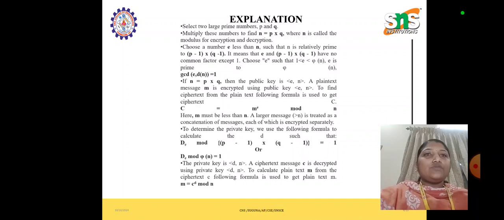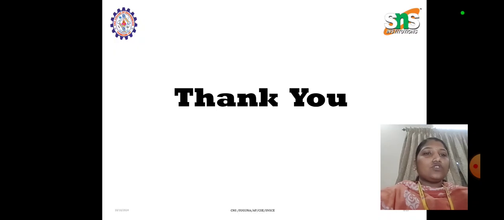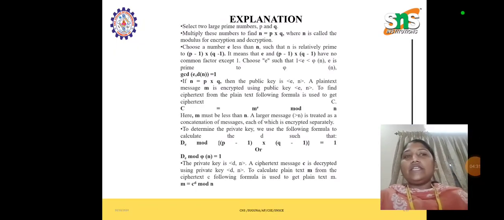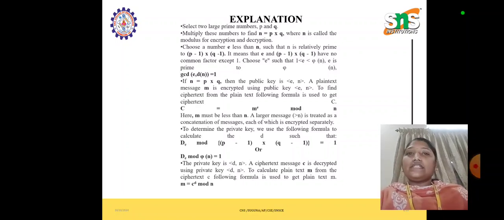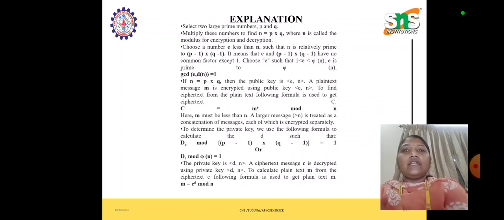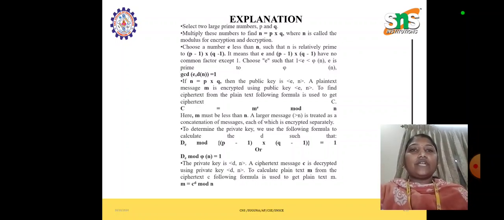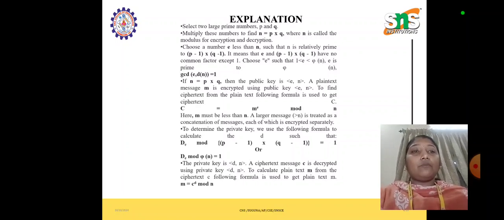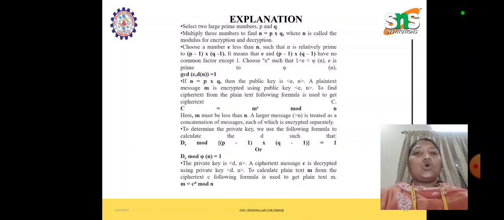Encryption means we are converting the plain text to cipher text. For that we use the formula C is equal to M power E mod N. The sender transmits C to the required recipient. Next, we do the RSA decryption. To decrypt the cipher text, the recipient uses their private key pair, which is D comma N. They can compute the original message by using the formula M is equal to C power D mod N.